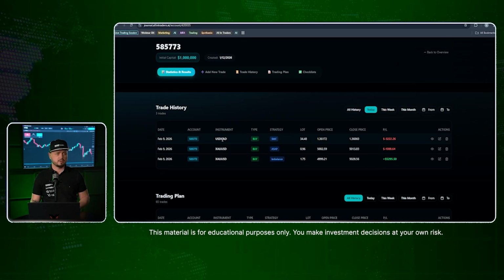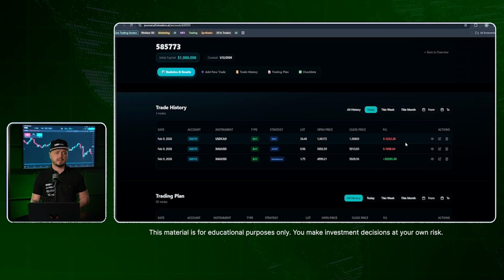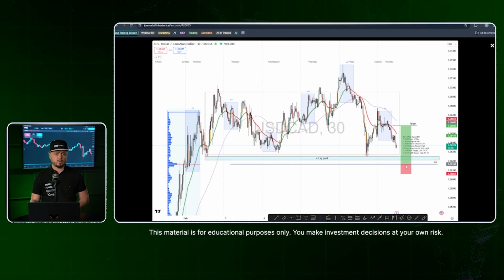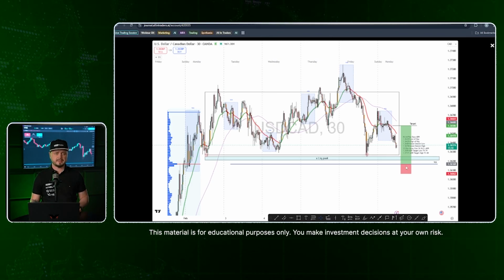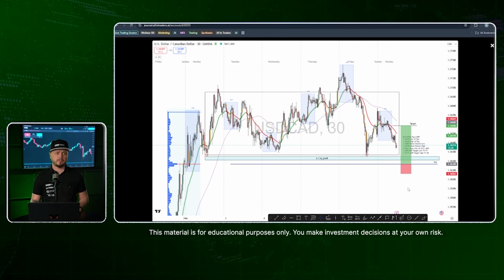Okay, we can see three trades today. The first one was on USD CAD. Let's have a look. That loss was $3,222. And we can see the pending order was placed in the volume area and liquidity zone. I was expecting the price to go up.